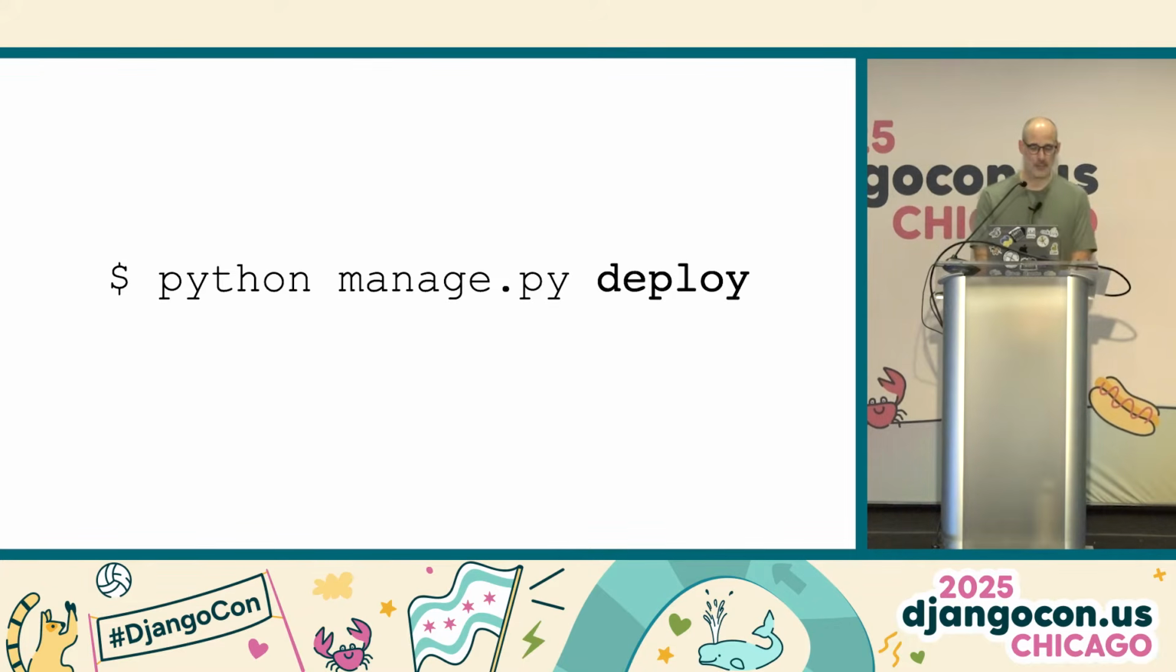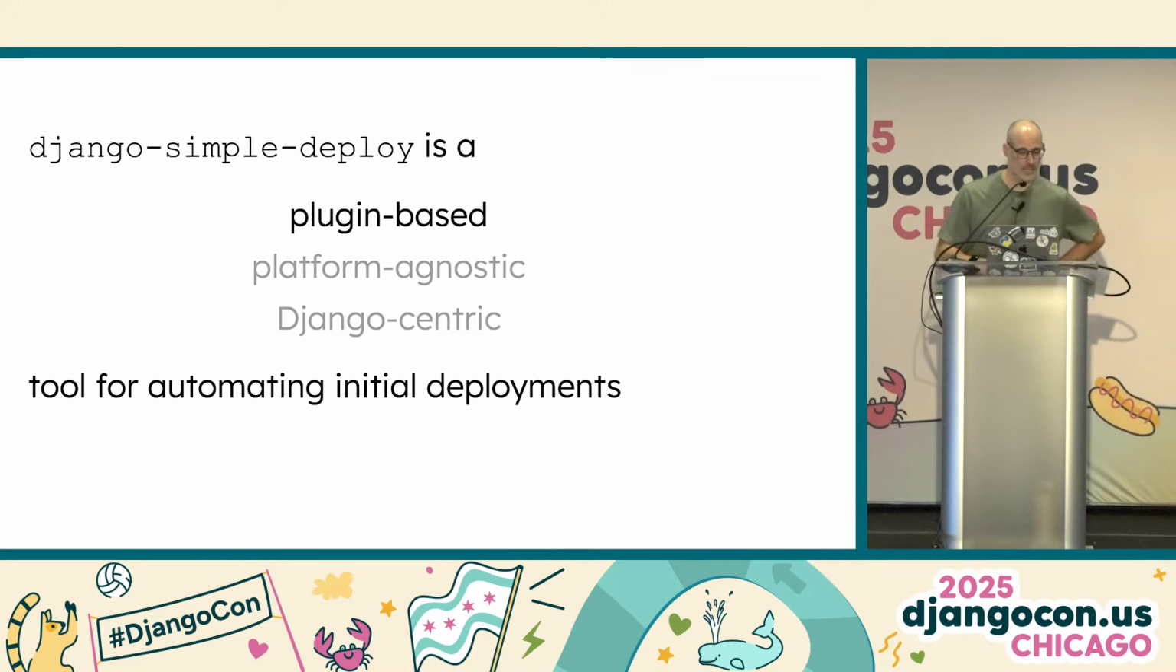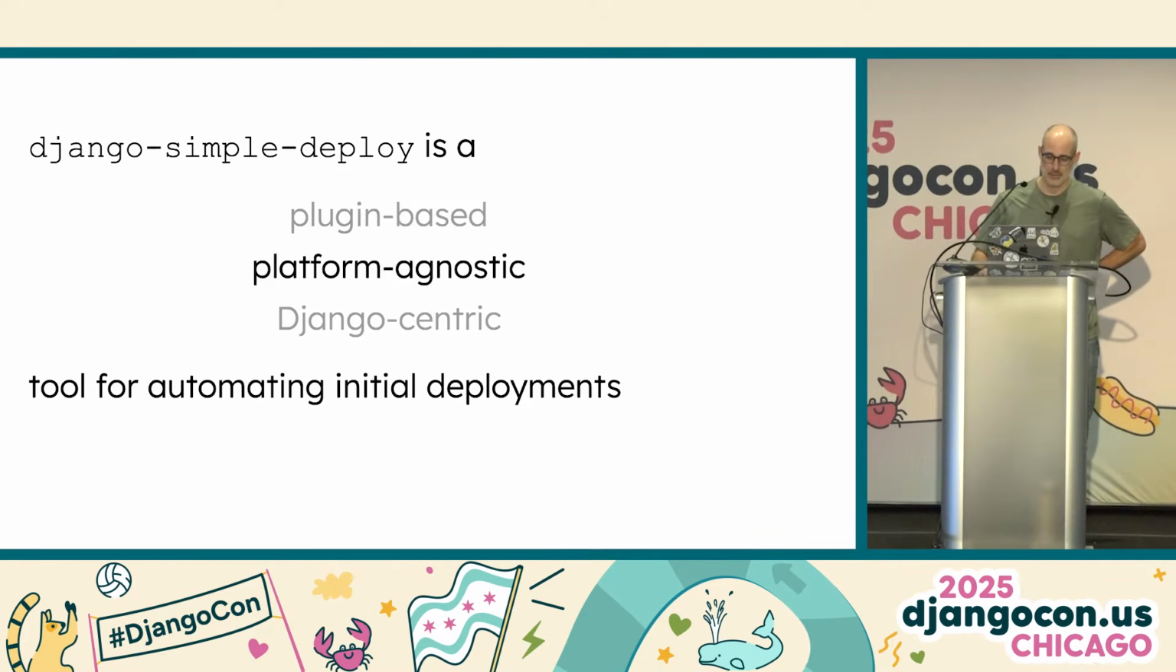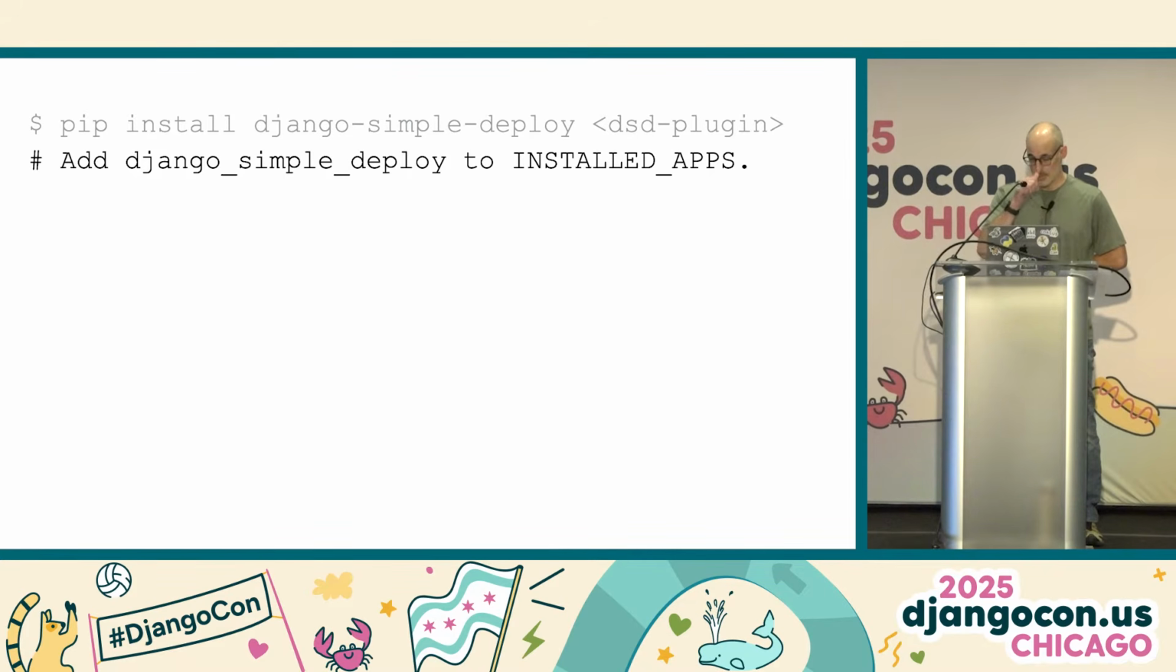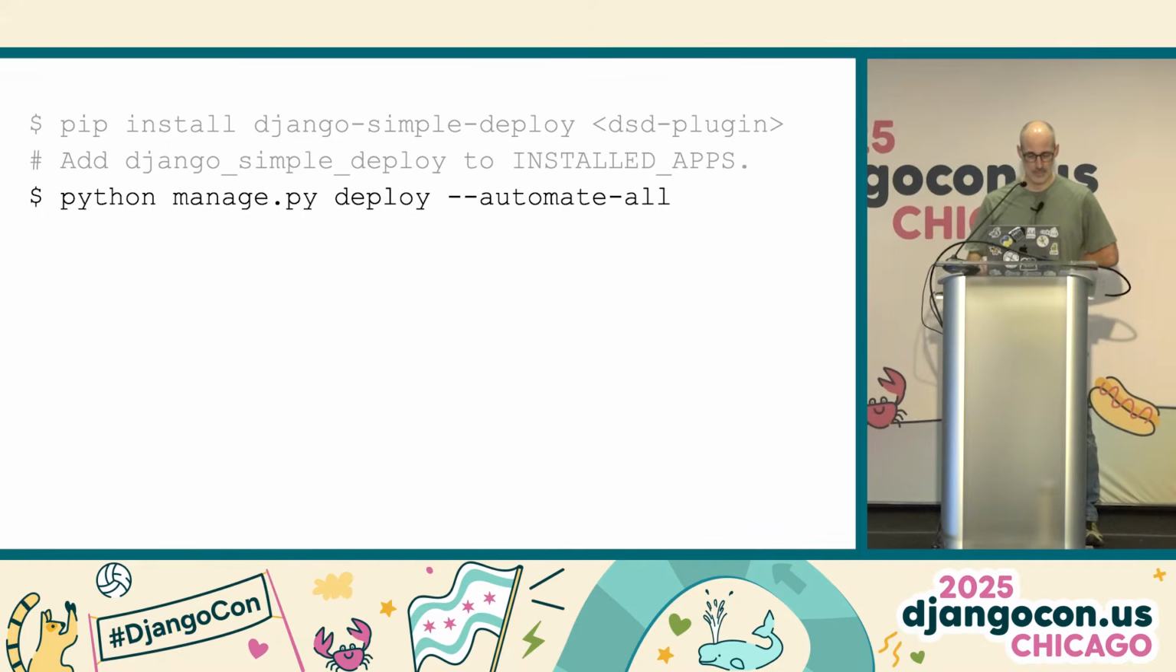But what if we had a deployment tool that lived in Django's world? What if Django had its own deploy command? Django-simple-deploy does exactly that. It lets you run manage.py deploy. Django-simple-deploy is a plugin-based, platform-agnostic, Django-centric tool for automating initial deployments. It's actually 3 steps for the fully automated workflow. You install Django-simple-deploy and a plugin for the platform that you want to deploy to. You add Django-simple-deploy to installed apps, and then you call manage.py deploy.